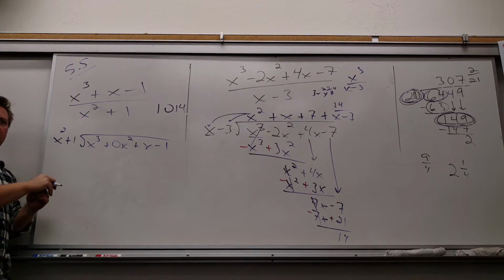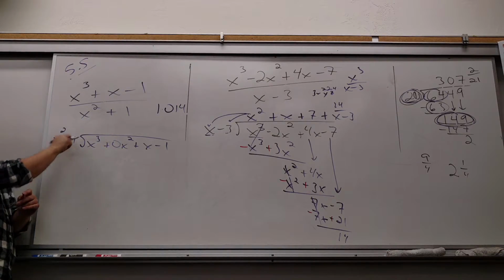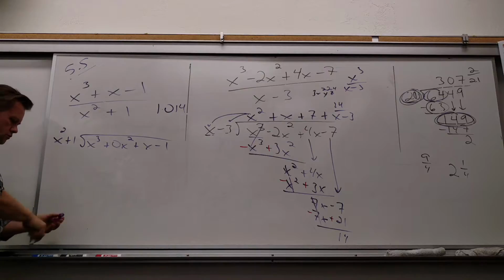Now in this problem, I don't think we're going to end up with one, but just in case we do, we have to have a place to put it. So again, it still works the same way. X squared times what is x cubed? X.